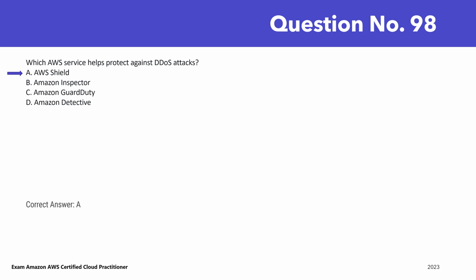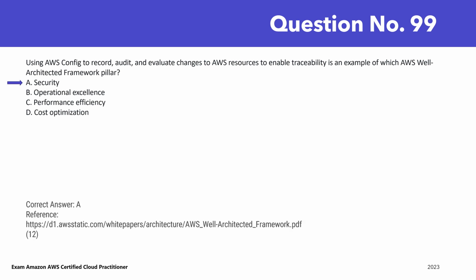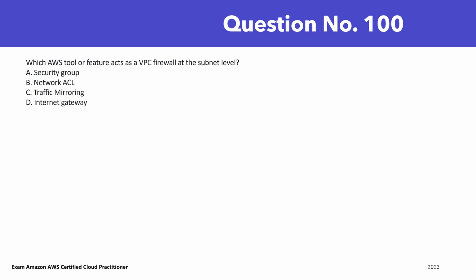Using AWS Config to record, audit, and evaluate changes to AWS resources to enable traceability is an example of which AWS Well-Architected Framework pillar? A. Security. B. Operational excellence. C. Performance efficiency. D. Cost optimization. Correct answer, A.